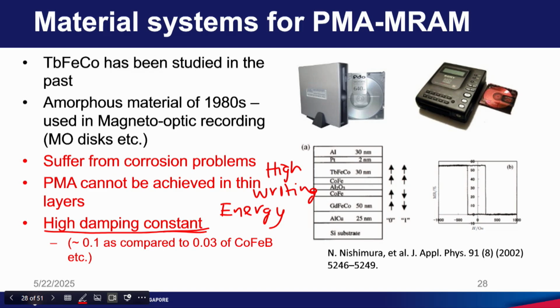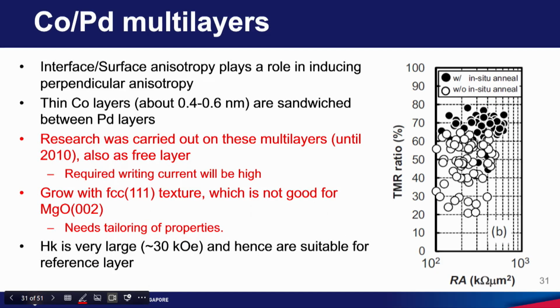Okay, so after this study, not many people studied this material. Then people also started looking at cobalt palladium, cobalt platinum multilayers for MRAM applications. So here the interface anisotropy is the one that makes the magnetization perpendicular. And this research was carried out, say, around 2010. So here again the damping constant is large, so you need more writing current. That's one problem.